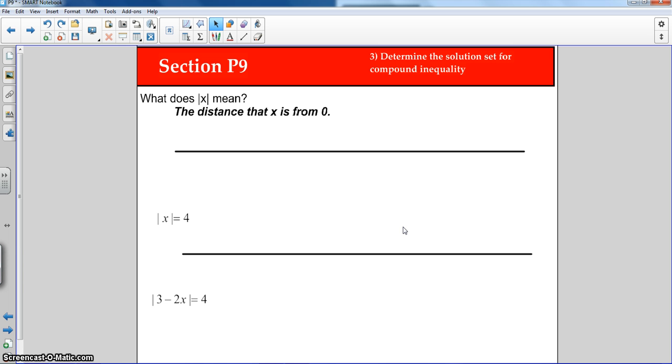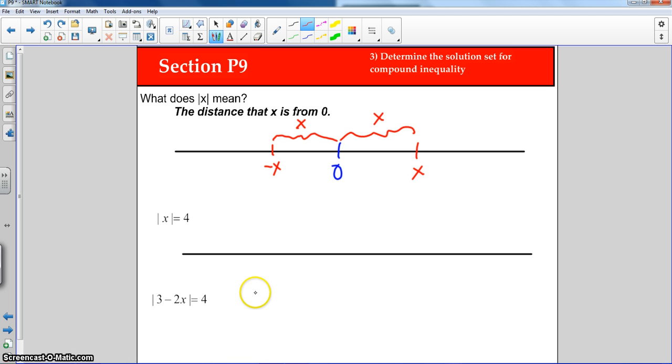So first of all, I want to begin with a refresher. What does this absolute value sign mean? It means the distance that x is from 0. So for example, if I have 0 here, then the distance refers to a space away from 0. If I go out here and call this distance x, I've gone out to x. But remember, distance does not take into account direction, so I could actually have another space out here that is a distance x and also be at minus x.